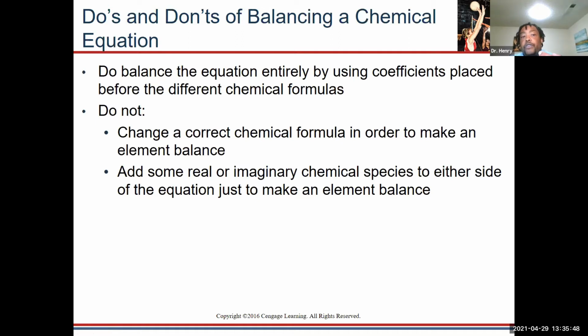You always want to make sure that your chemical formulas are correct, right? So if your chemical formulas are wrong, then you're not going to be able to get the right coefficients in front of them. And so you're going to use coefficients to balance the equations. You're not going to change the chemical formula, right? You're also not going to make up chemicals, or throw in chemicals, real or imaginary, just to try to make things balanced, okay? Not at this point. Okay, are you guys with me so far?